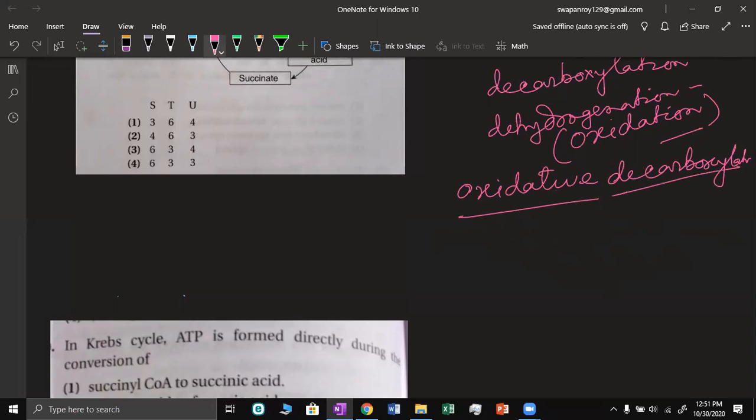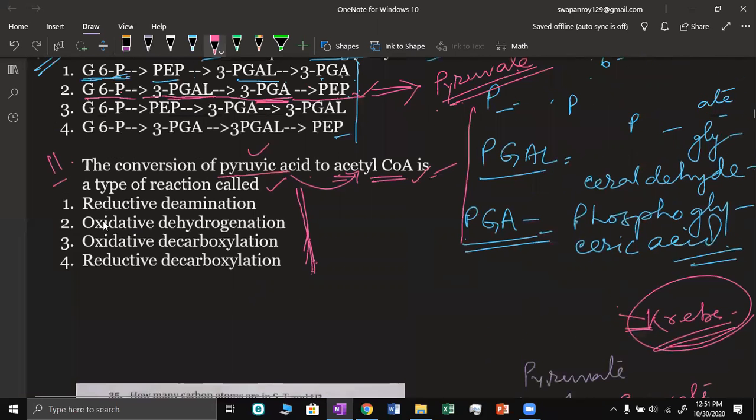Because oxidation takes place and decarboxylation also takes place. So the answer is oxidative decarboxylation, option 3, not oxidative dehydrogenation. Of course, dehydrogenation is taking place, but this reaction is known as oxidative decarboxylation.